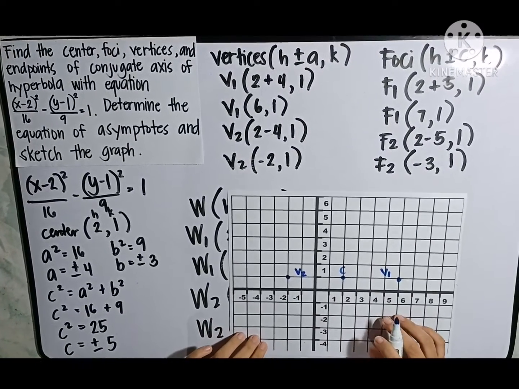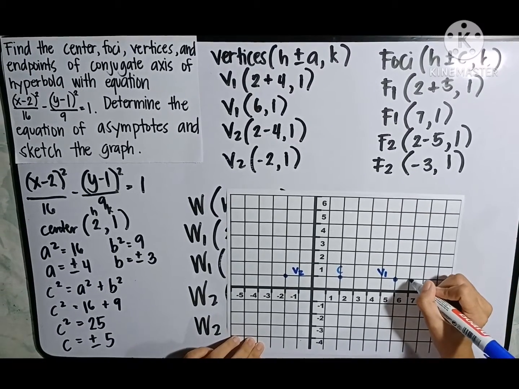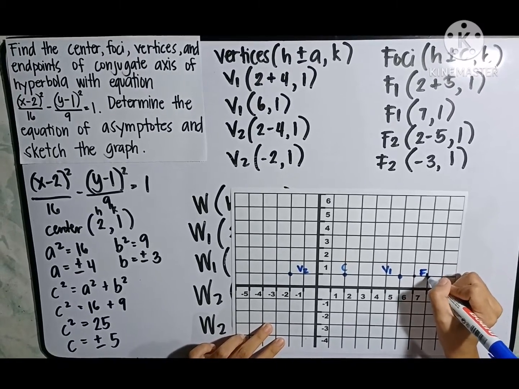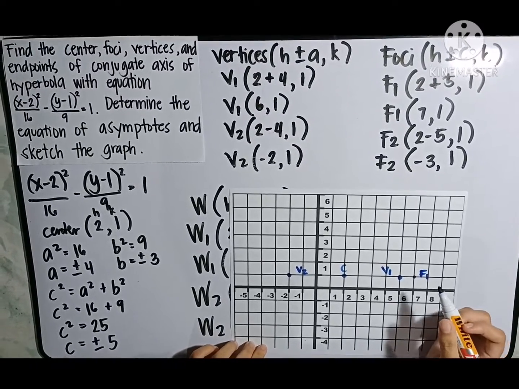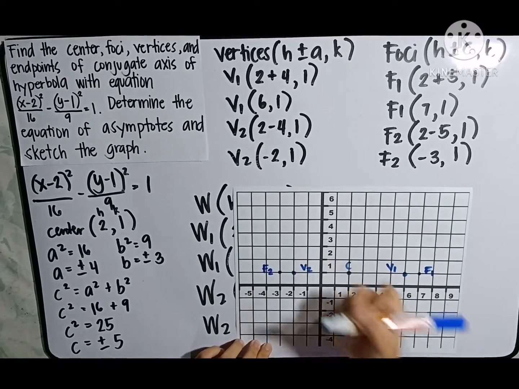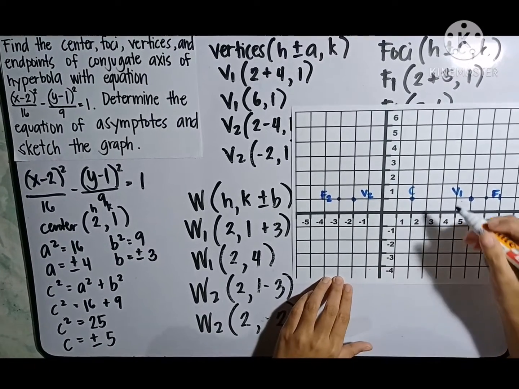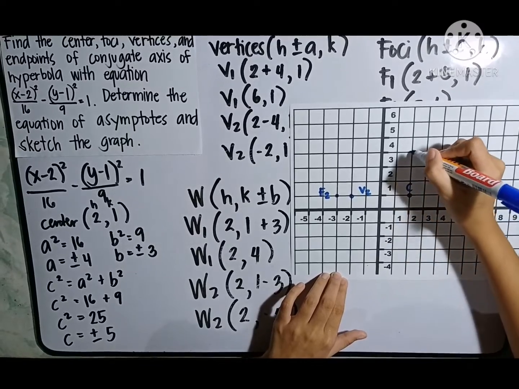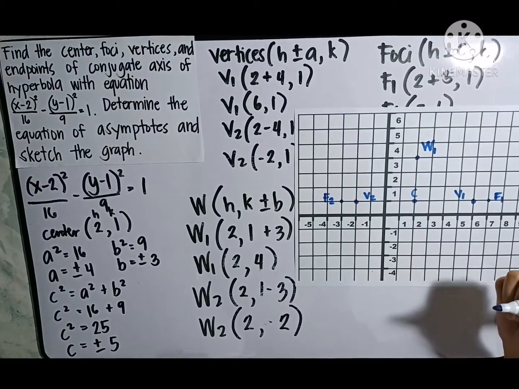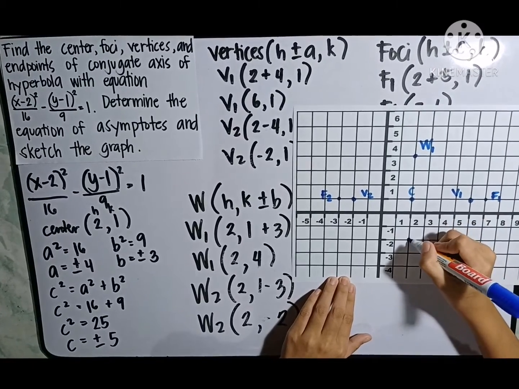Now let us proceed to the foci. Focus 1 is at 7, 1. And our second focus is at negative 3, 1. Our W, the first one, is at 2, 4. And the second will be at 2, negative 2.